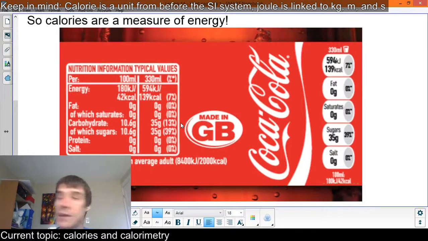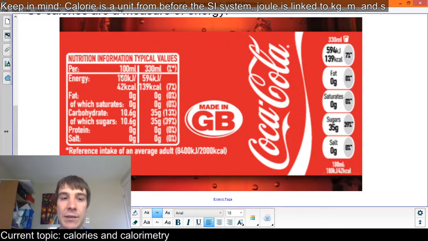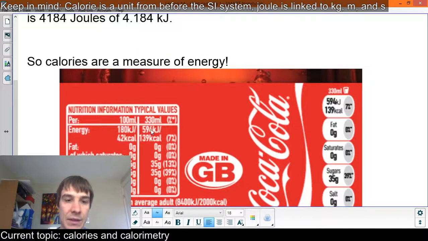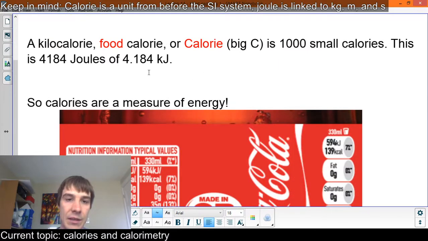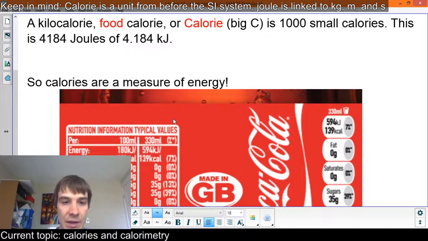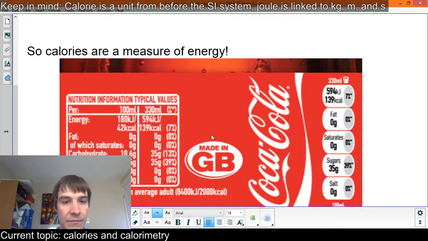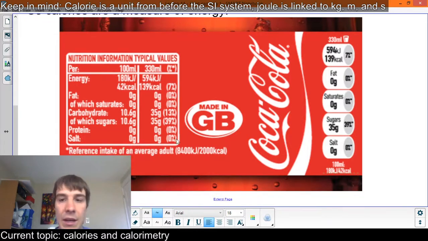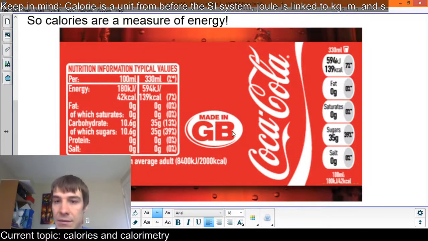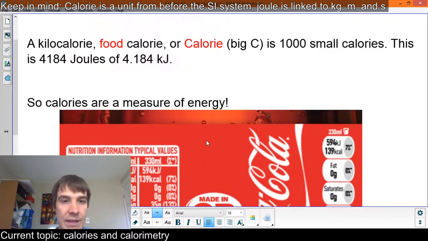Here's an example of a Coca-Cola label from Great Britain where it actually has the calories and the kilojoules on one label, and you can see it's about 4 times more, right? Approximately 4 times, because a calorie is 4 joules. A kilocalorie is about 4 kilojoules. Yeah, 4.2, right? So yeah, that's calories. That's what calories are.